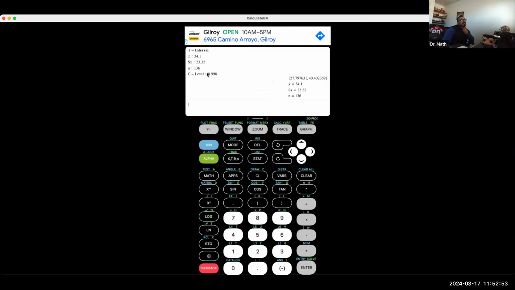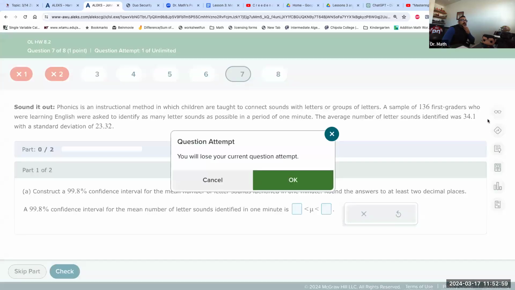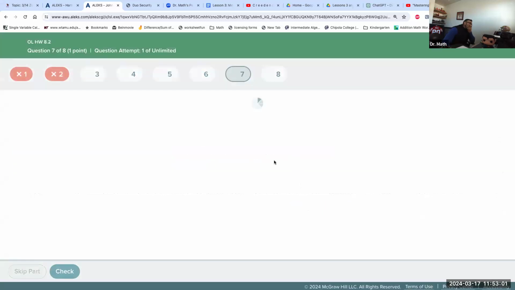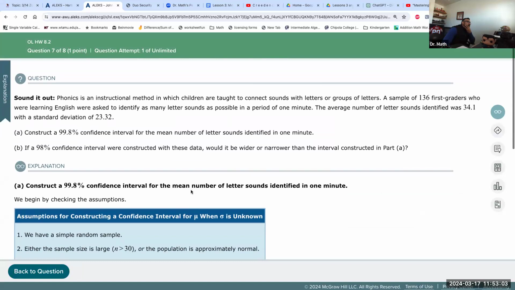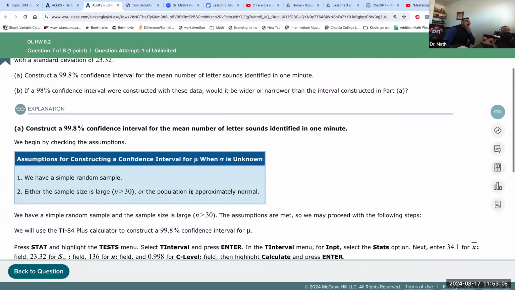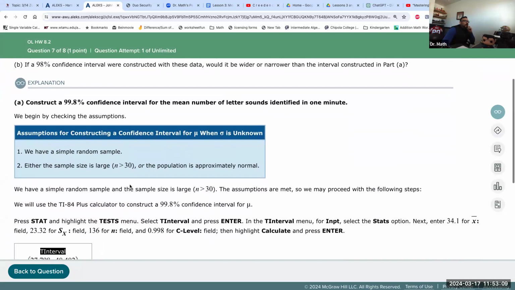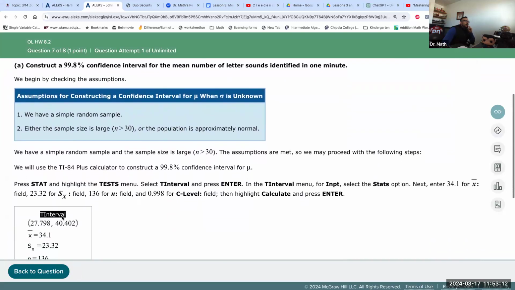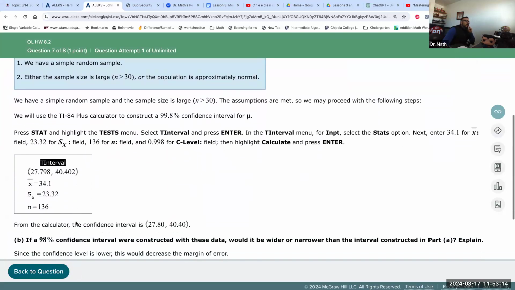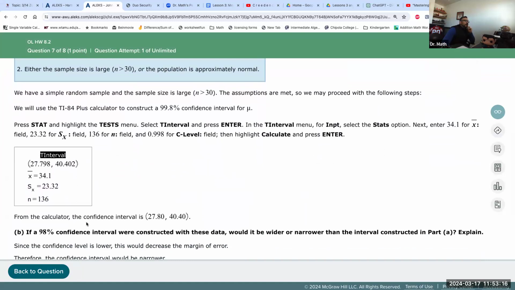But again, it all starts with which standard deviation is given to us. Let's take a peek here. Notice when you're using this program, it's not going to give you all of those tips. It's a good program, but it doesn't give you all those tips. They get the same answer we do. So our confidence interval is 27.8 to 40.4.